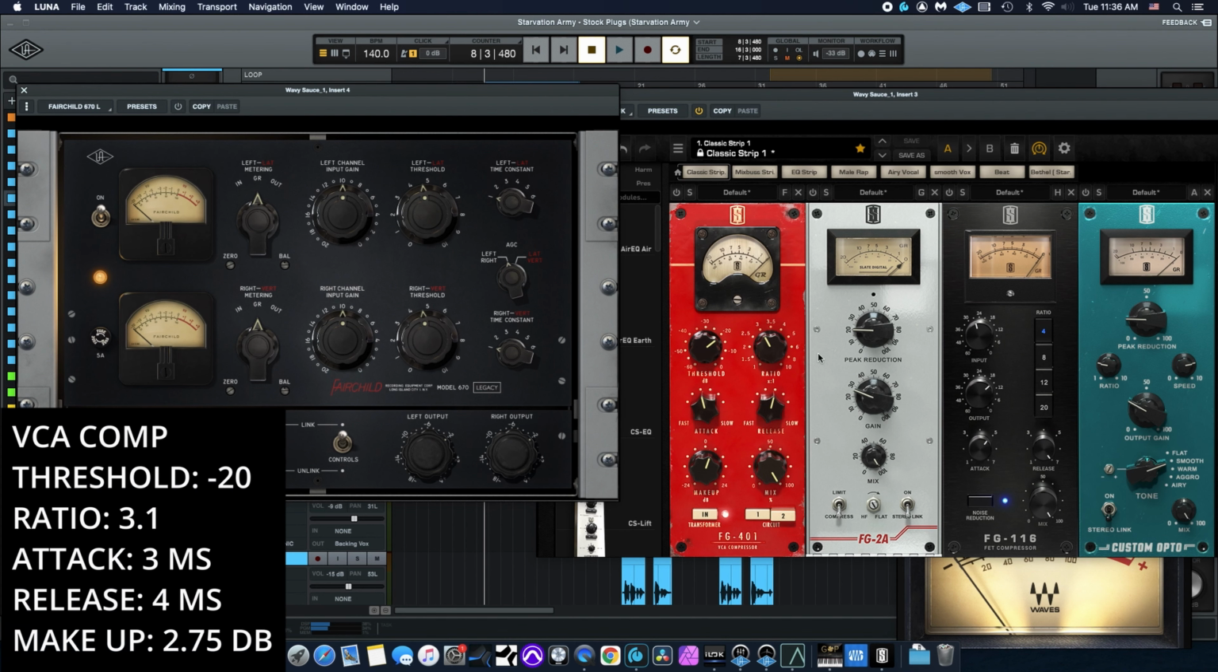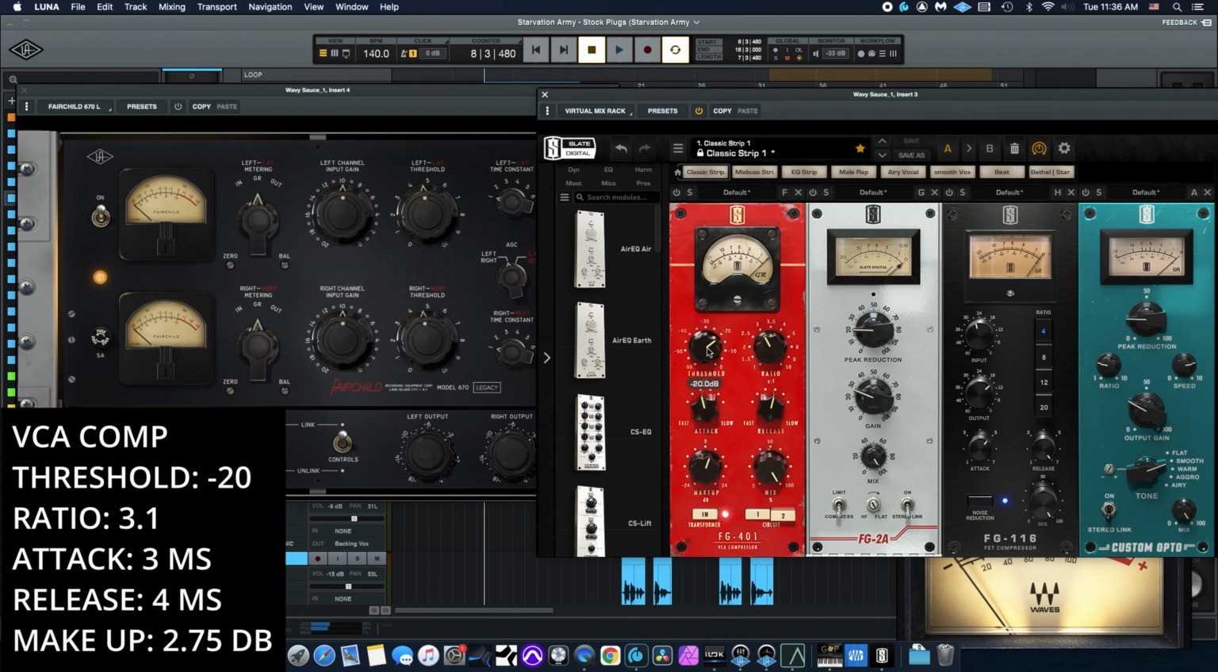All right, so starting with the VCA compressor, this one is one with the variable threshold, and I had brought the threshold down to about -20, right? And I have my ratio at 3 to 1. Okay, and for the attack, I had it at about 3, and for the release, I had it at about 4. So relatively fast attack and relatively slow release. And the makeup gain I had at about plus 2.75 decibels. All right, so that's what I did on the VCA compressor to get the sound that I want.